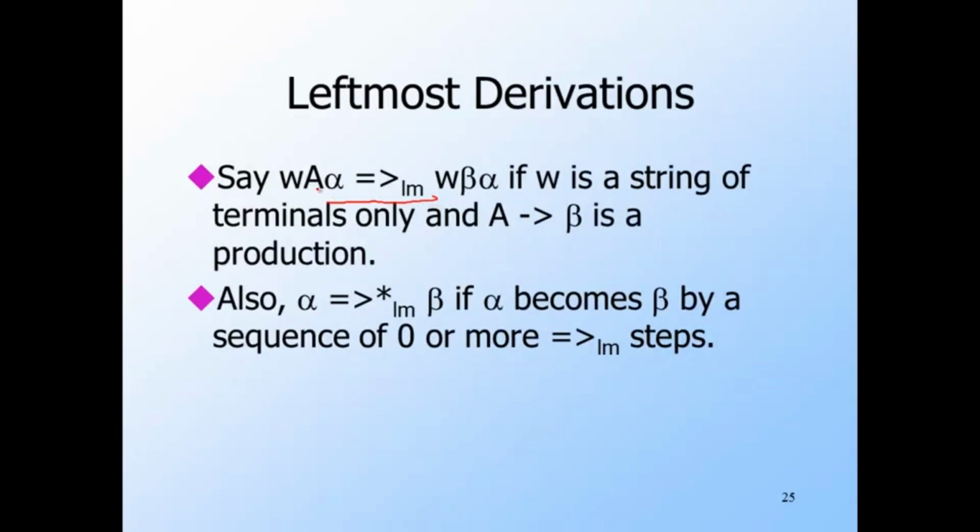That is, on the left of the arrow LM, we must have a string of the form w A alpha. Here you see one. That is, since w by our convention has terminals only, A must be the leftmost variable in the string. On the right is the same string with the body, say beta, of some A production replacing A. The symbol consisting of the double arrow with a subscript LM and a star, that's this, means becomes by a sequence of 0 or more leftmost derivation steps.